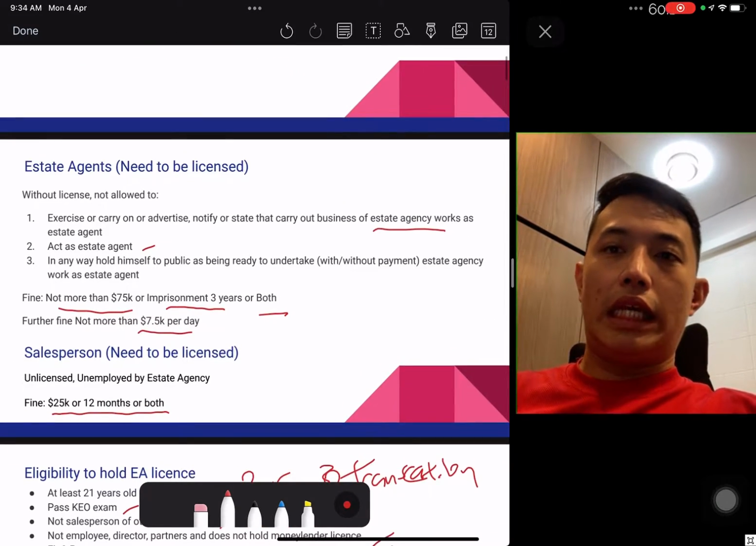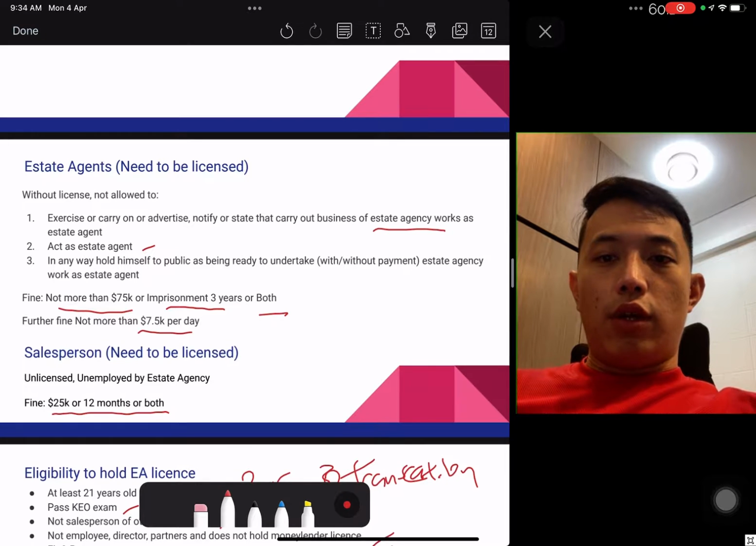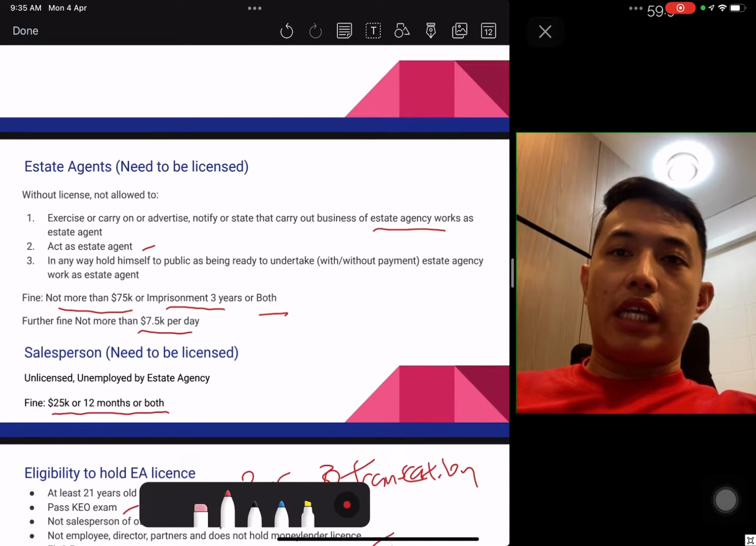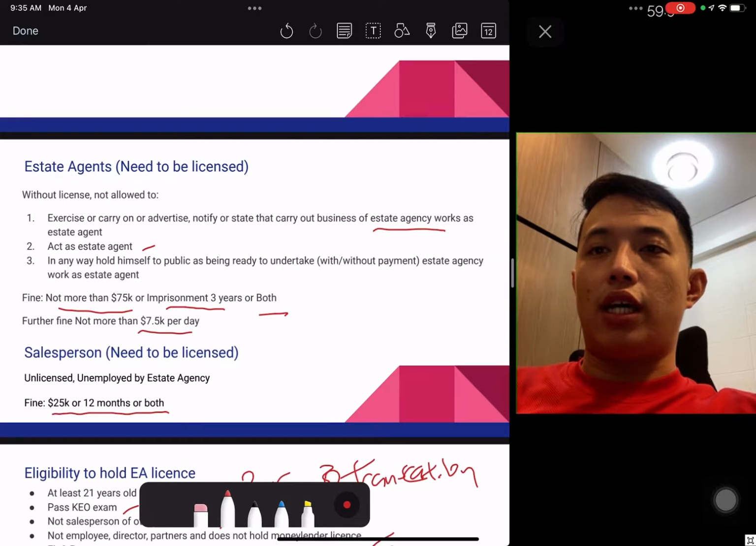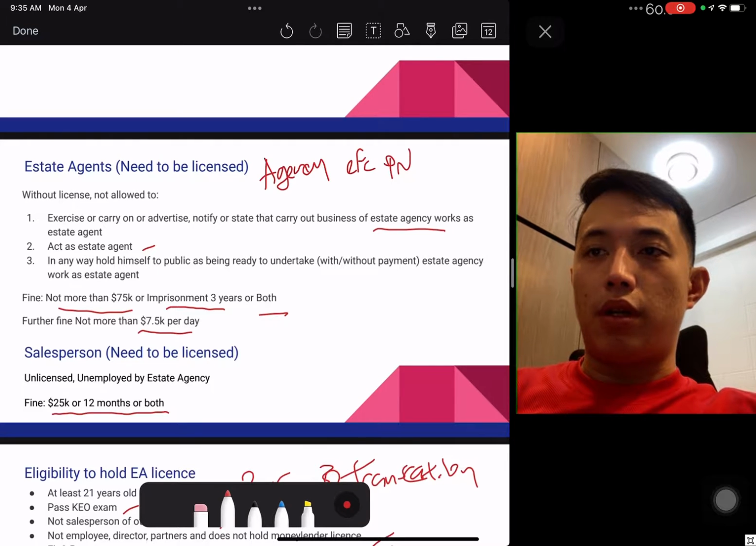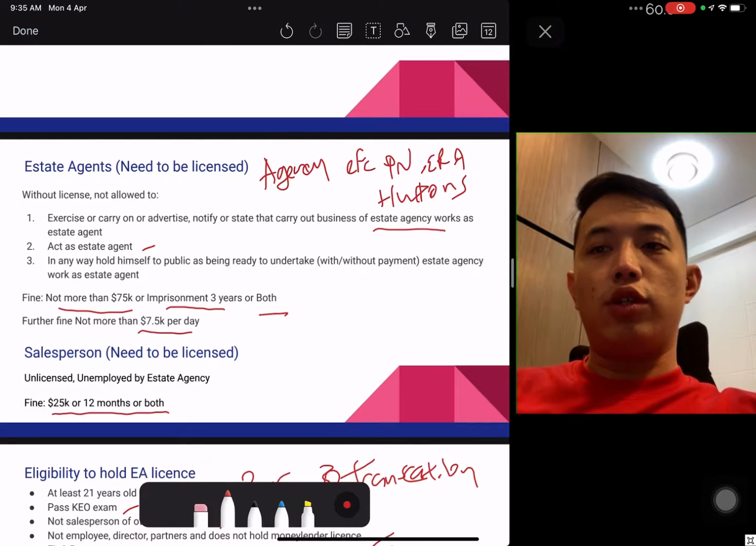So what's an EA? Anyone knows what's an EA? Okay, EA is estate agents. Estate agents are actually the agencies, for example PropNex, ERA, or Huttons. These are the estate agents. Do take note of that.